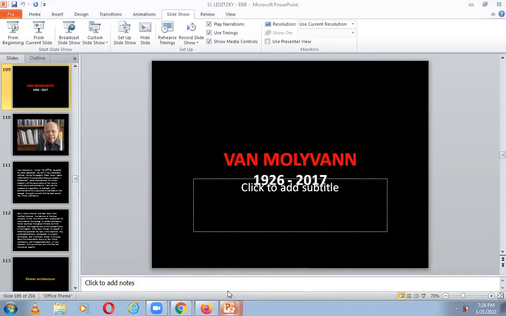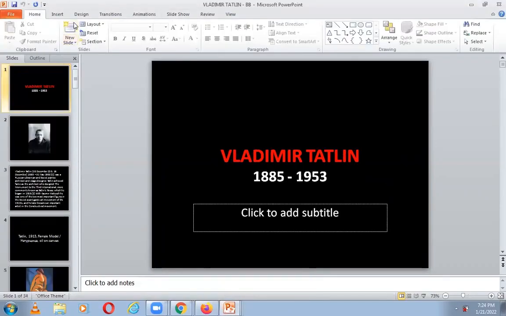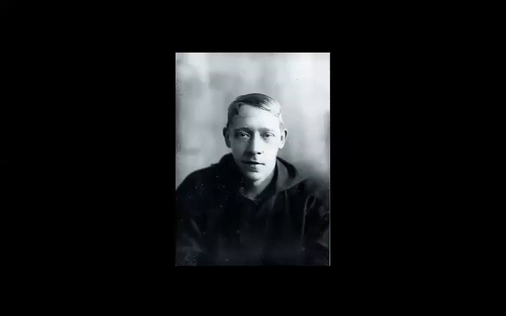I will present Vladimir Tatlin, also a very important avant-garde artist that was active at the time when Lisitsky and Malevich and Kandinsky and Rodchenko were themselves very active. Let's read a little bit about this very important artist, very innovative, very creative. Vladimir Tatlin. Here he was actually Ukrainian.